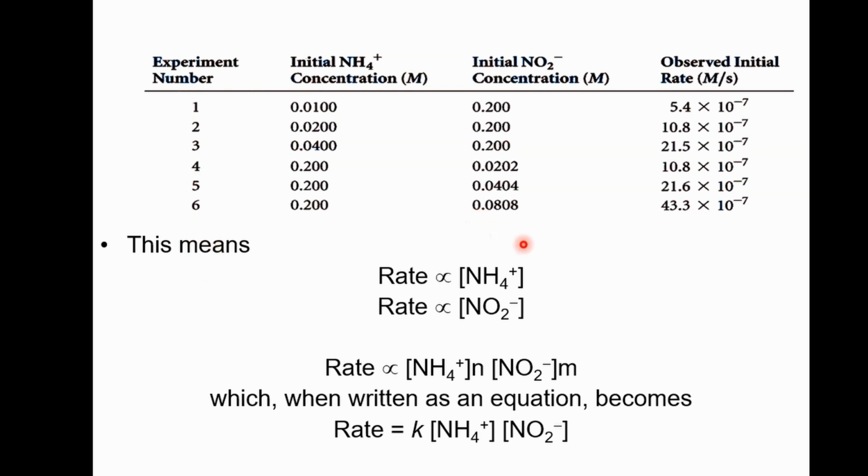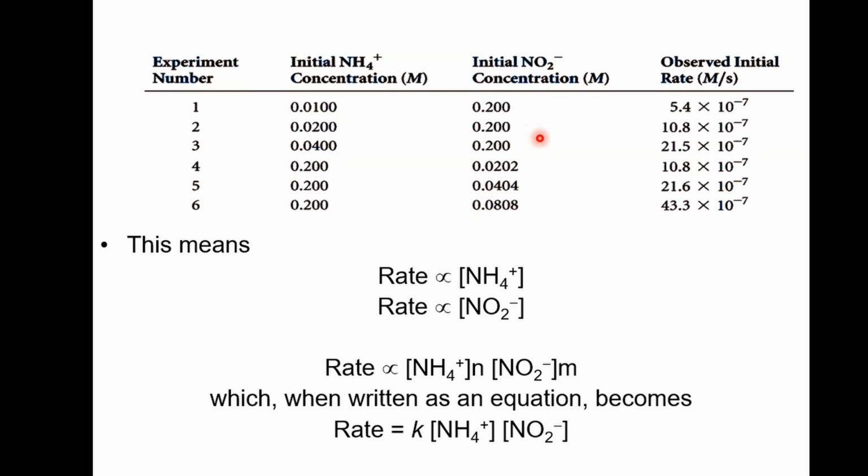So here's a reaction where ammonium cation reacts with nitrite, and we do 6 experiments, and we see what effect it has on rate. If I look at experiments 1 and 2, I'm holding nitrite constant, so any change in rate is not going to be due to this reactant. What do I do here? I go from 0.01 to 0.02. It looks like I've doubled the concentration of ammonium, and what did that do to the rate? Looks like I've doubled the rate, so that looks like first order with ammonium.